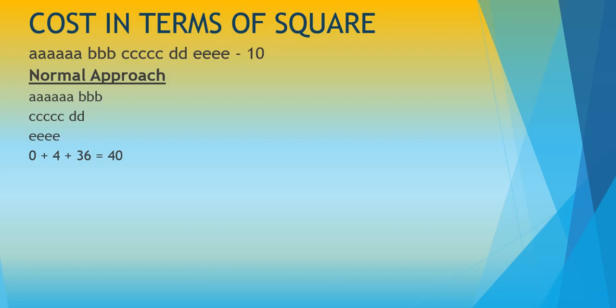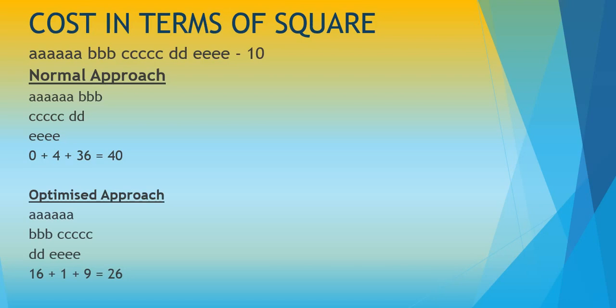Now let's look into the cost which is calculated by following the optimized approach. So here is our optimized approach. We have the arrangement in front of us and let's look at the cost. So 4 was the number of remaining spaces from line 1. 1 was the number of remaining spaces from line 2 and 3 was the number of remaining spaces from line 3. So square of 4 is 16, square of 1 is 1 and square of 3 is 9.